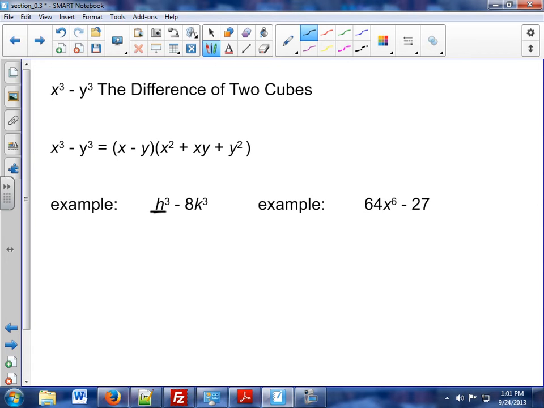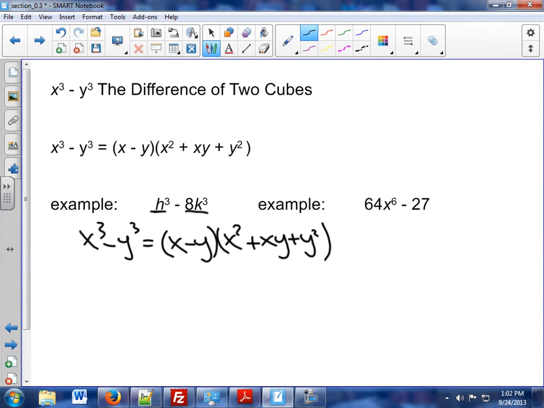Okay? h cubed is a perfect cube. It's a factor of 3. And so is that. What I tell kids to do is first write down the formula, because these will get confusing. If you write down a formula, then you remember it better. And a lot of them just have to figure out what their x and y's are first.